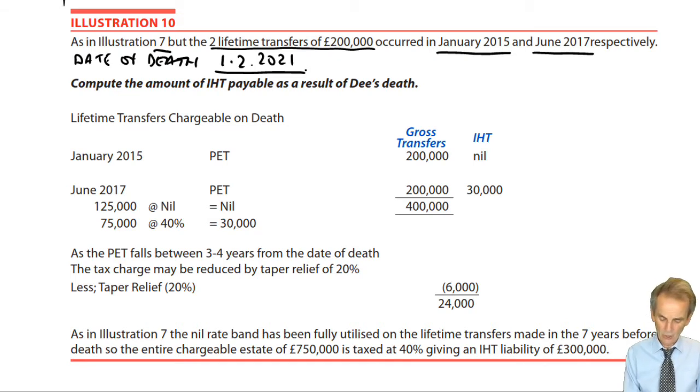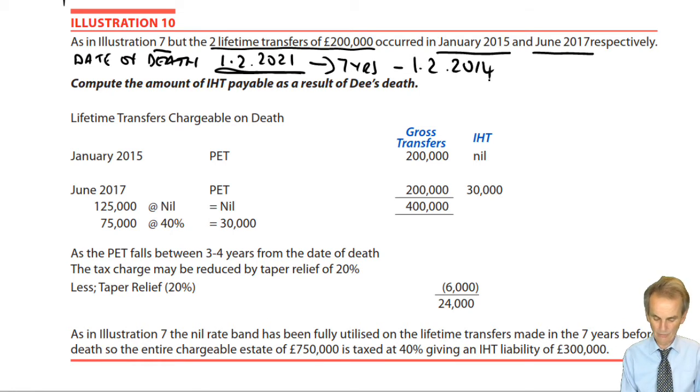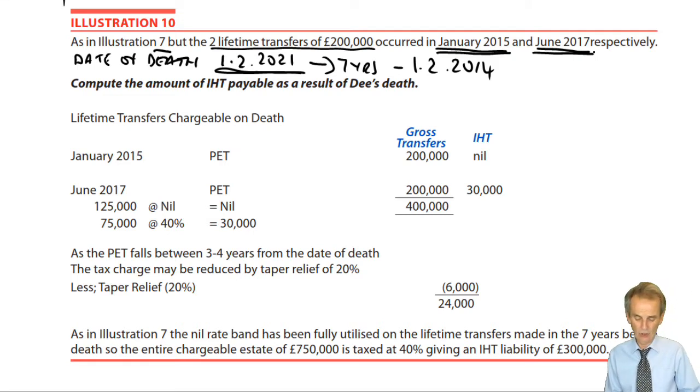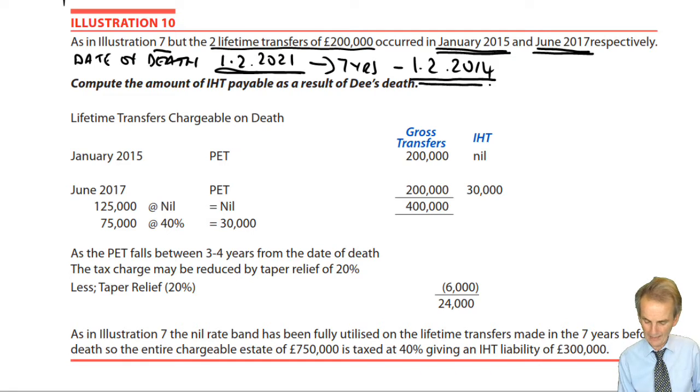So we now look at the date of death, 1st of February 21, and go back 7 years from that date, which would take us to the 1st of February 2014. Are these 2 transfers within that 7-year period? Yes. January 15 and June 17 there, they're both within that period. So they are chargeable.